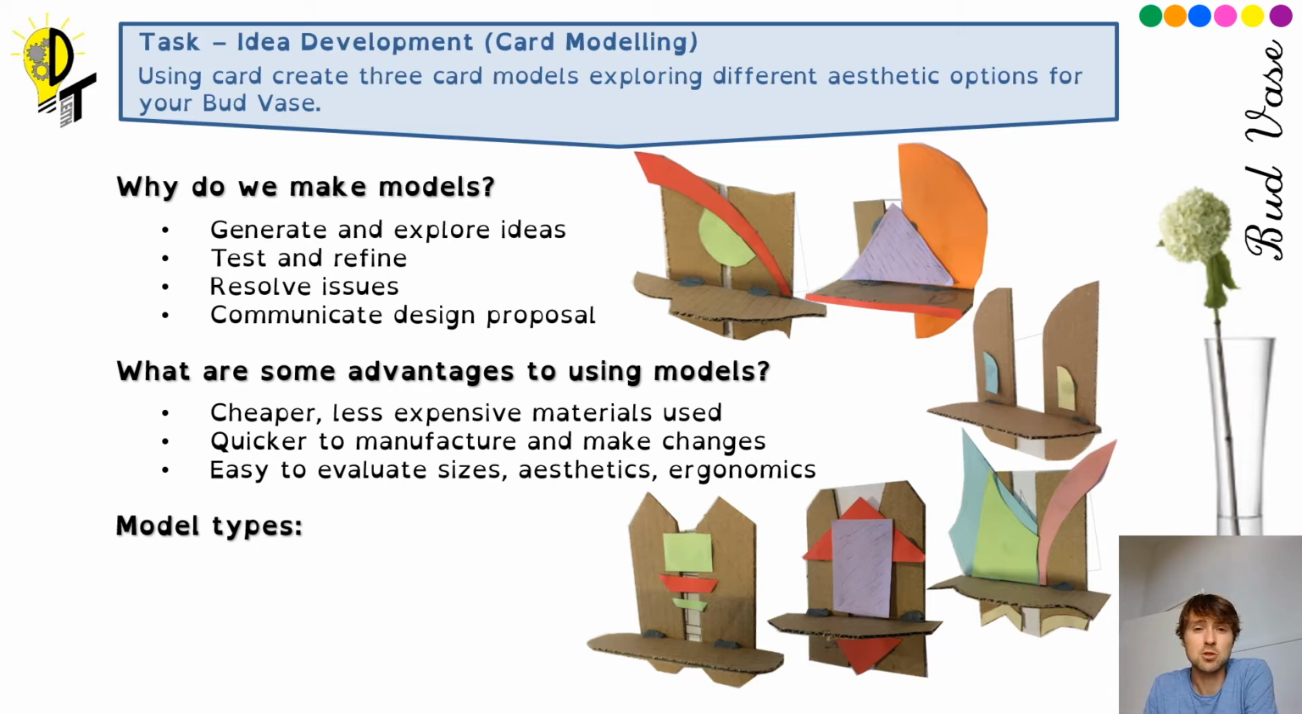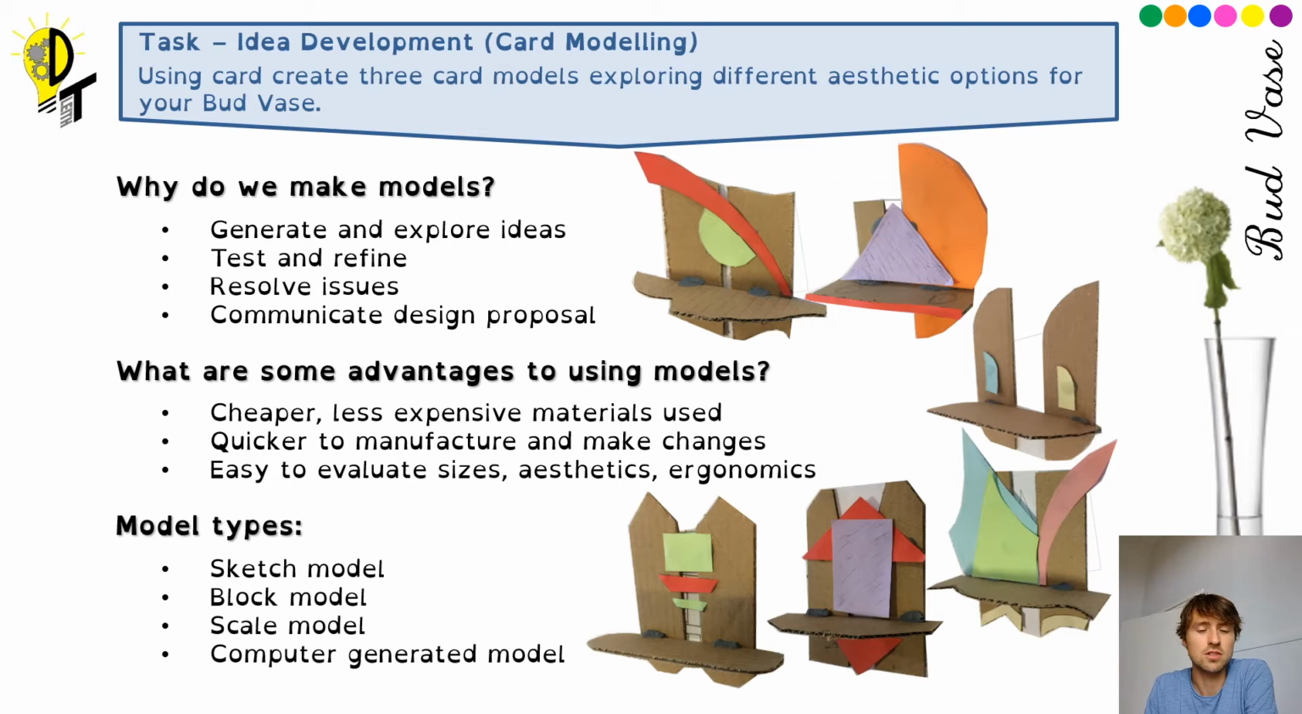A few different model types I just want to highlight here. So we've got sketch models. Sketch models are just rough models, quickly done, and they can be used for exploring different ideas, maybe a little mechanism, to explore the design of something. Rather than sketching, you're sketching out a quick idea. So we could have done our initial ideas as sketch models, and that would have been perfectly fine. Even these models are just quick models that we're doing.